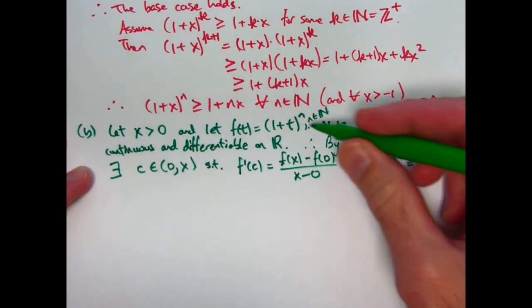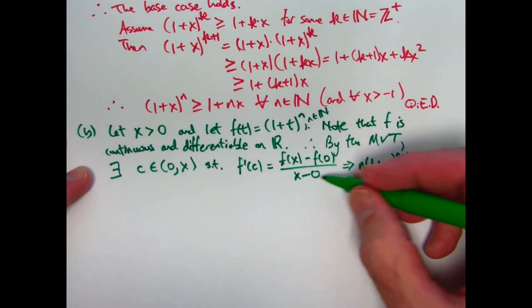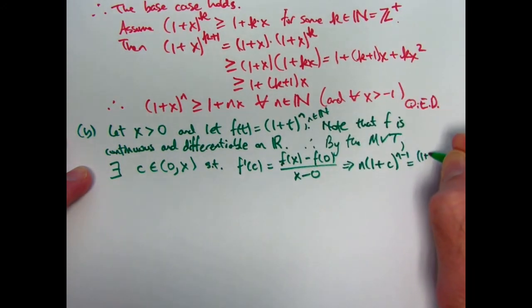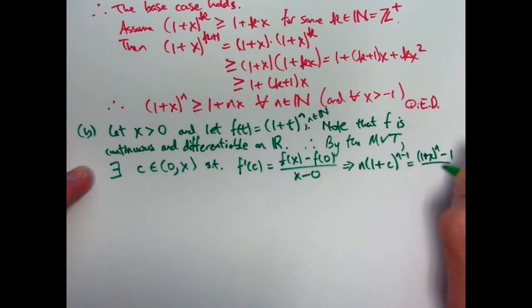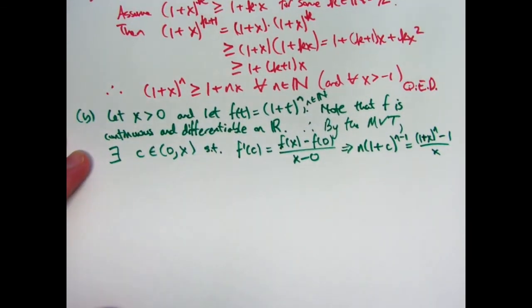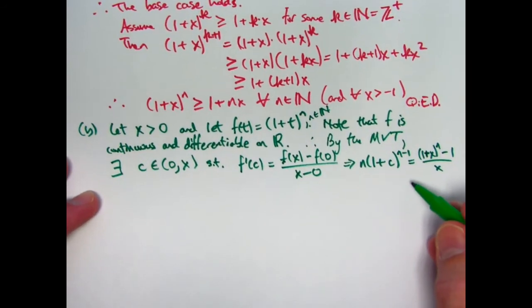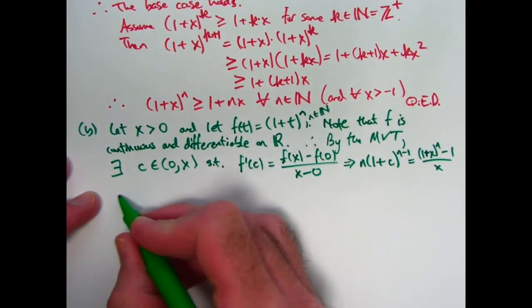And f of 0 is 1. And here we have x minus 0, which is x. f of x is 1 plus x to the n. f of 0 again is 1. We get this. What am I trying to show? I'm trying to show an inequality about 1 plus x to the n. Maybe I should solve this equation for 1 plus x to the n.